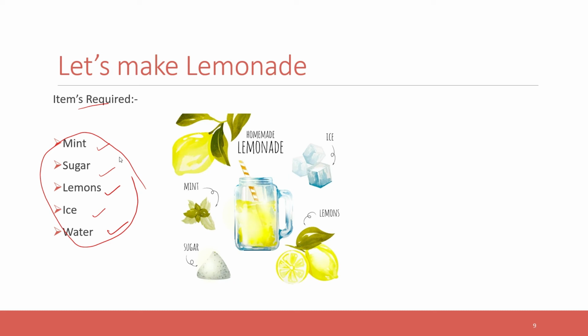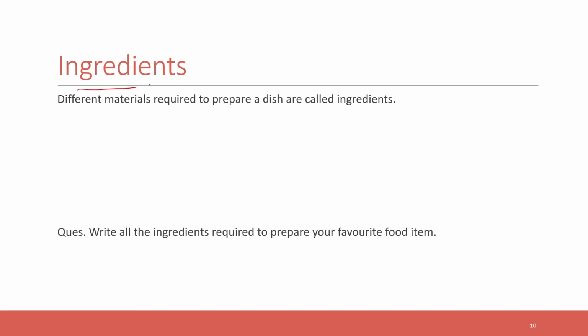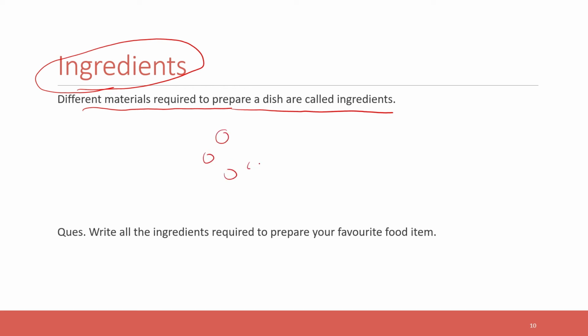Now, you all must be thinking why ma'am started teaching us cooking, right? I'll tell you, but first let me know, in one word, what do we call these items which we use to make these dishes? What do we call these items which we require to make a particular dish? Guess? Okay, I'll tell you. We call these items ingredients. In simple language, different materials required to prepare a dish are called ingredients, right? Different food items which we require to make a dish are called its ingredients.